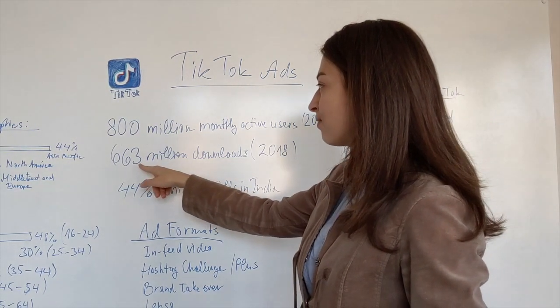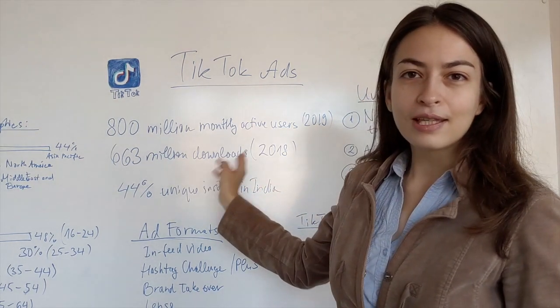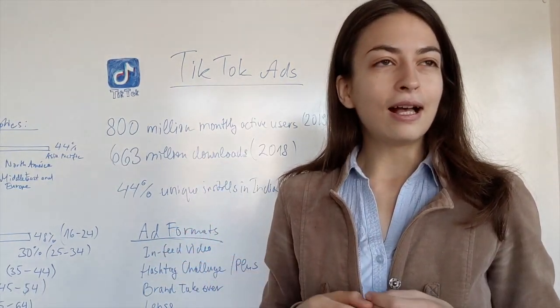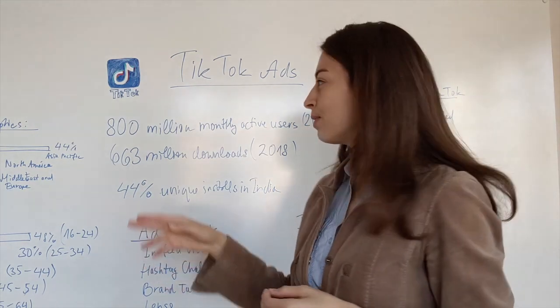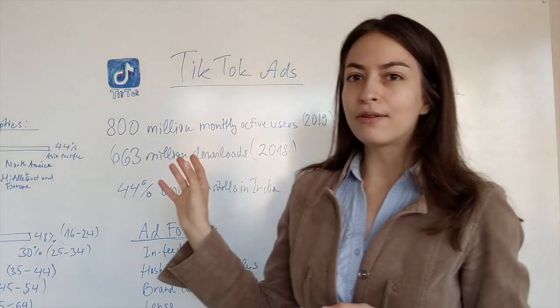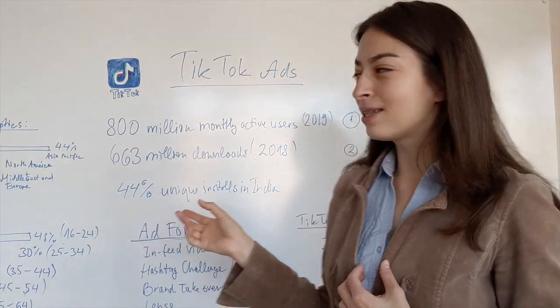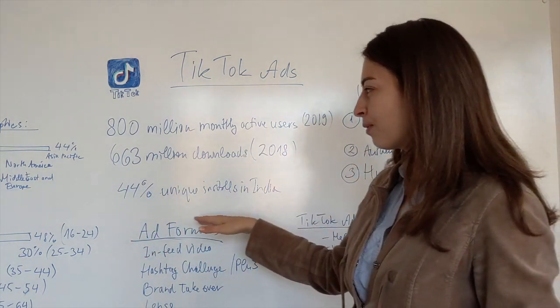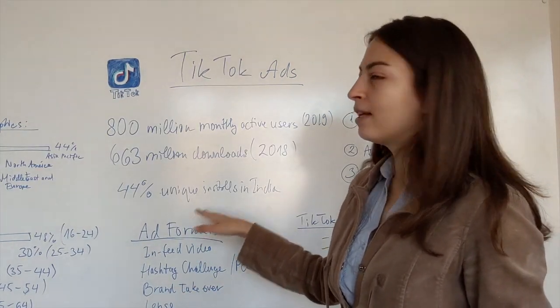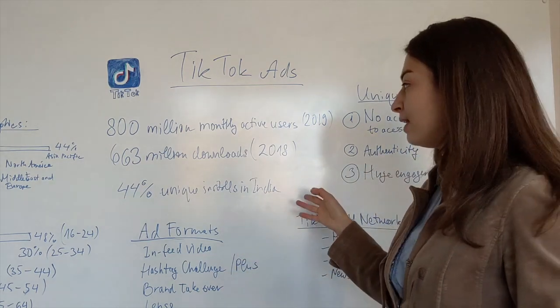So there were 663 million downloads in 2018. Just for comparison, Instagram had 444. So this was bigger than Instagram. So it's really getting popularity and getting a lot of traction amongst young audiences. This growth came mainly in India. So 44% of the unique installs were in India.